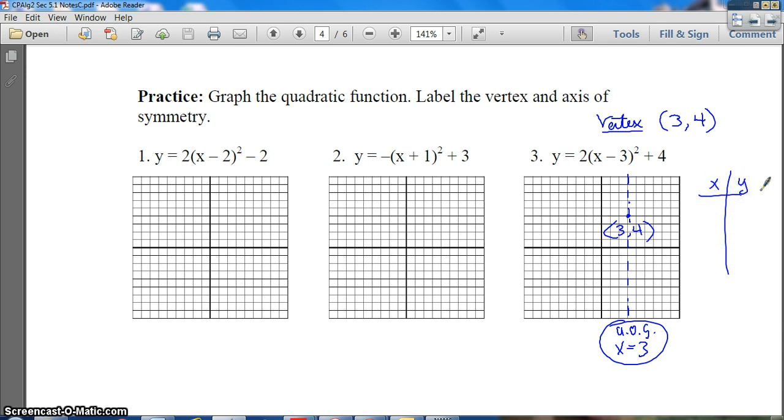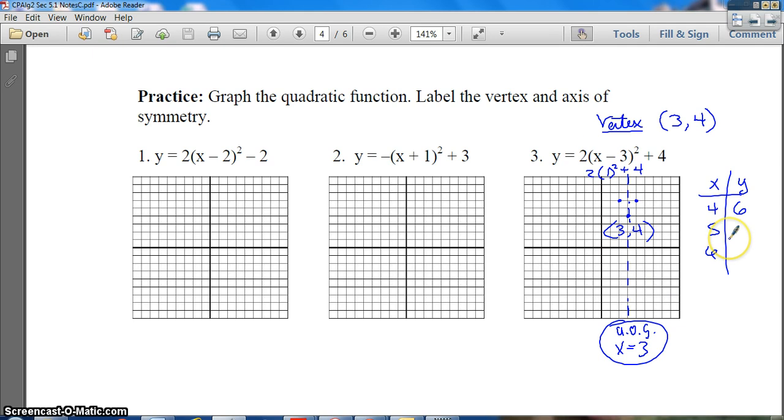What you're going to do is x is 4, 5, 6. I'm going to put 4 in here. 4 minus 3 is 1, so I have 1 squared. And then I'm going to multiply by 2, and then I'm going to add 4. So that's going to give us 6. Before, we're going to go up 6. And then I'm going to be here at 2.